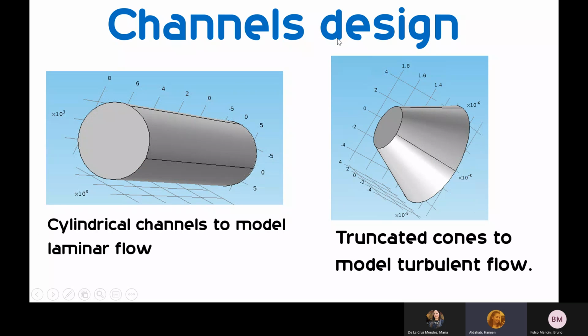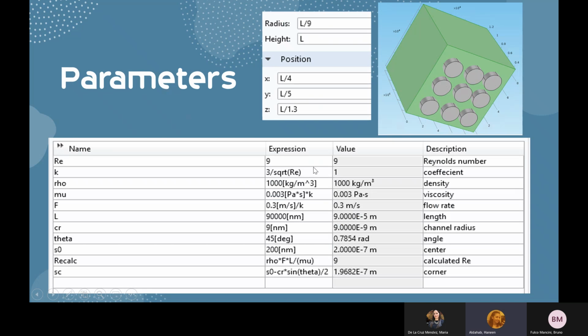And we also tried to design the channel on its own, and we used cylindrical channels to model laminar flow, and we used truncated cones to model the turbulent flow. So here you can see the parameters we used. At the bottom, these are the original parameters that we used to model the whole device, and on the top you can see an example of us trying to model one channel. As you see, we used L/9 for the radius because we used a variety of many different parameters to try to get to the best design.